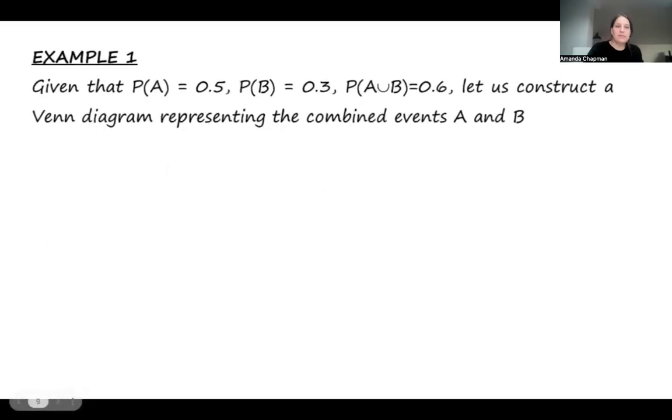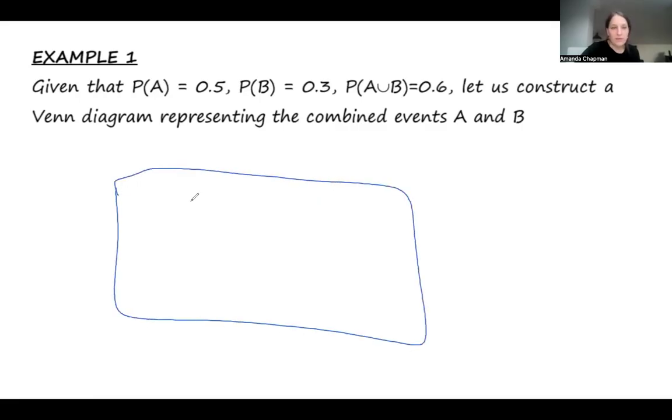Okay, example one. Given that the probability of A is 0.5, the probability of B is 0.3, and the probability of A union B is 0.6, make a Venn diagram. So we're going to draw our Venn diagram. You can draw it if you would like and double check. And you kind of just have to think here.